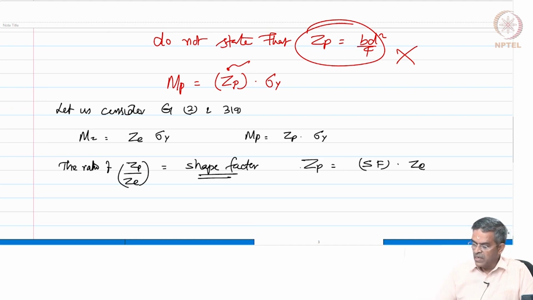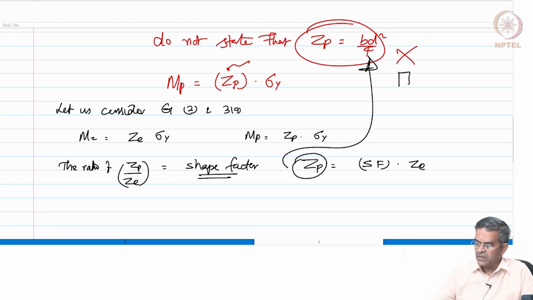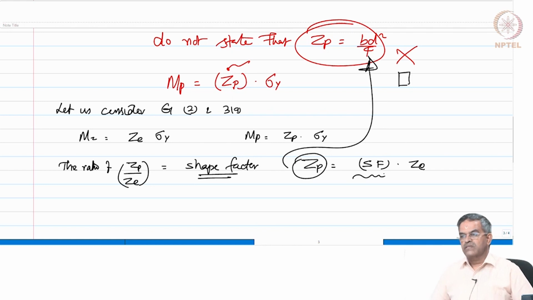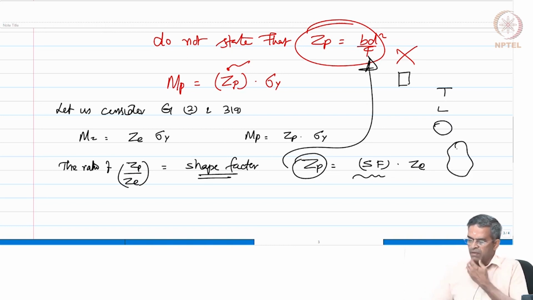That is why I said let us not remember Zp as bd square by 4 for a rectangular section. Our job is now to find out the shape factor for various cross sections. For a given cross section which is T, L, circle or any arbitrary shape, if I am able to find out the shape factor, and I already have the second moment of area divided by y max, I get Ze, I can easily find the moment capacity.